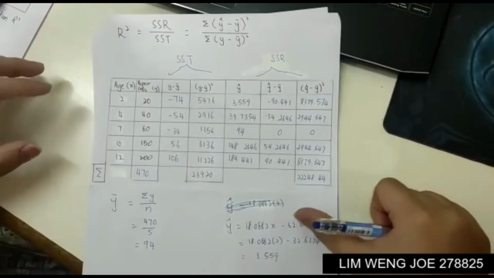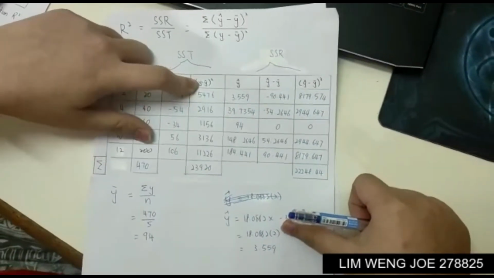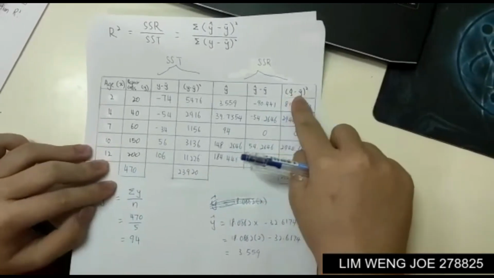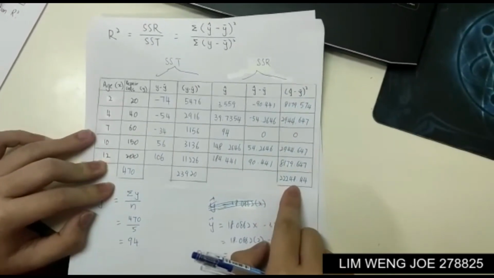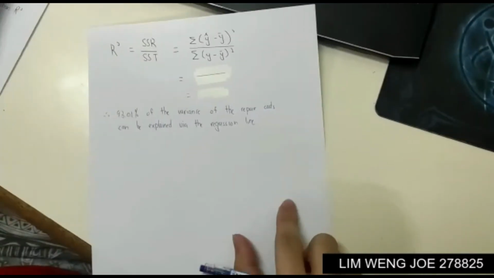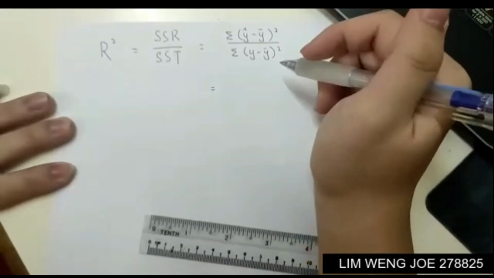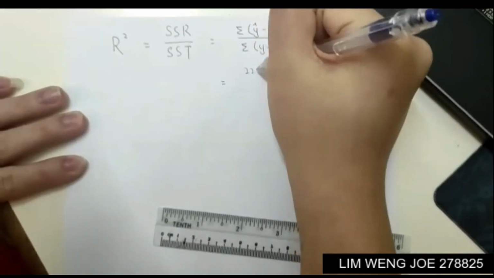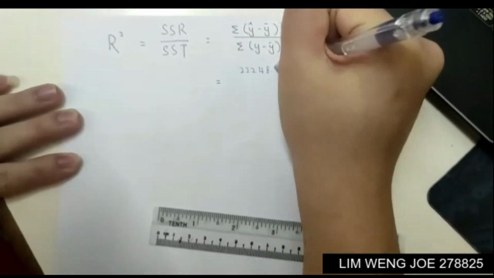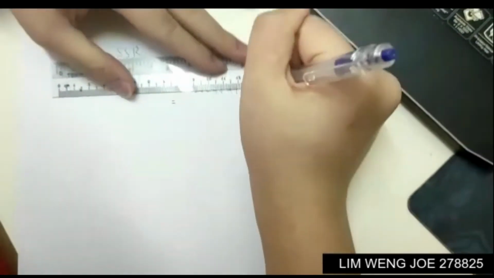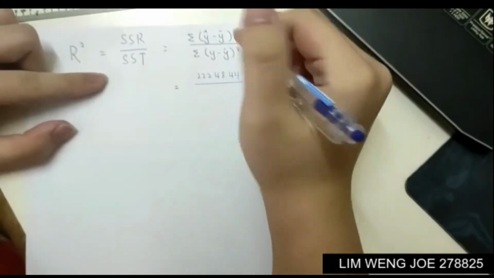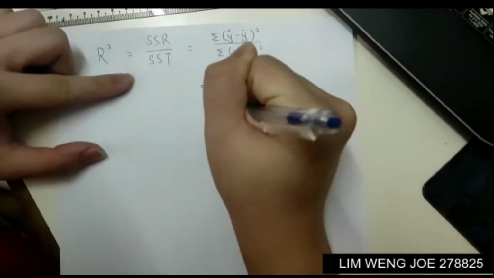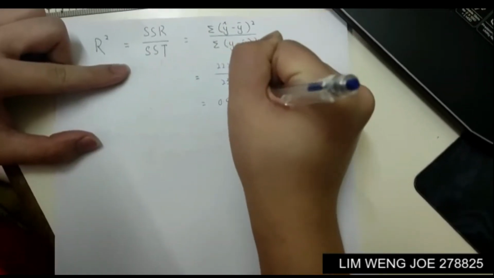After that, we sum up the (y minus y mean) squared, which is 23920, and the (y hat minus y mean) squared, which is 2248.44. So we can find the R squared. The number of SSR is 2248.44, and the number of SST is 23920. So we can get 0.9301.